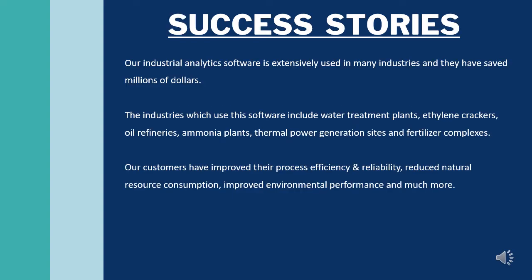Our industrial analytics software is extensively used in many industries, and they have saved millions of dollars. The industries which use this software include water treatment plants, ethylene crackers, oil refineries, ammonia plants, thermal power generation sites, and fertilizer complexes. Our customers have improved their process efficiency and reliability, reduced natural resource consumption, improved environmental performance, and much more.